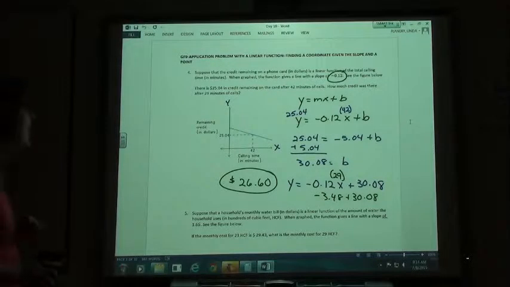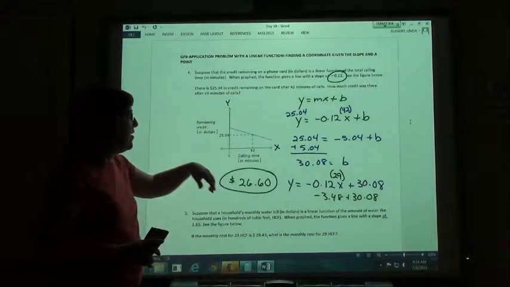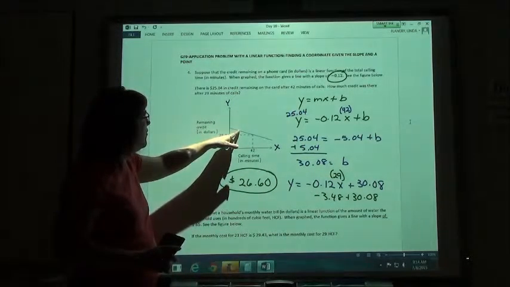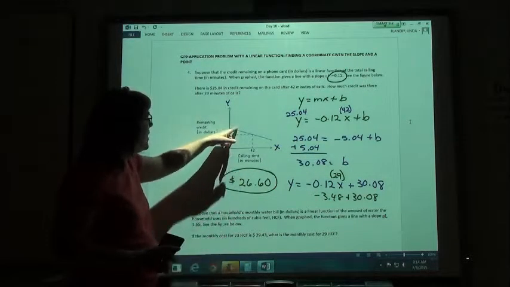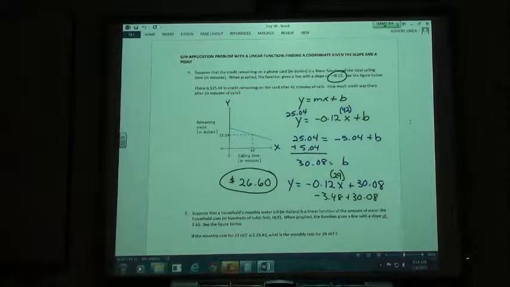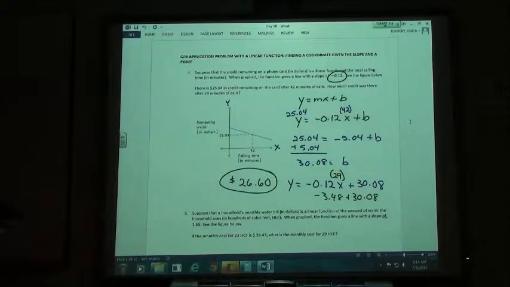Or it's not going to cost me that. That's going to be my remaining credit. So I was on there, I talked less time, my 29 would be over here, I'd have more credit left on my card. So after 29 minutes of calls, I had $26.60 credit left on my calling card.